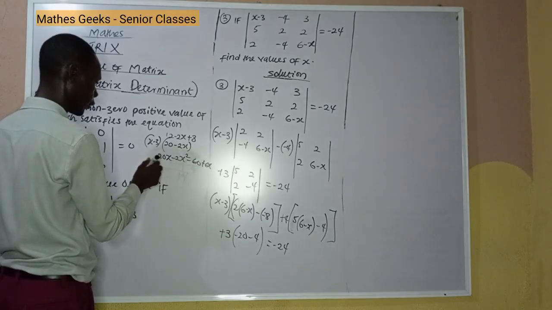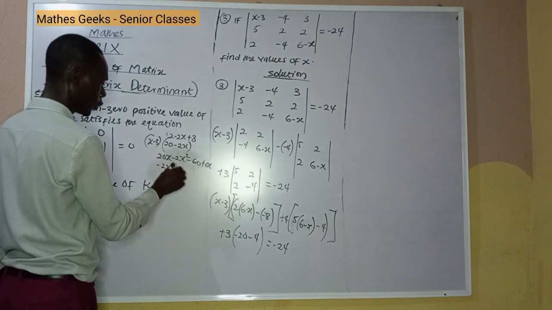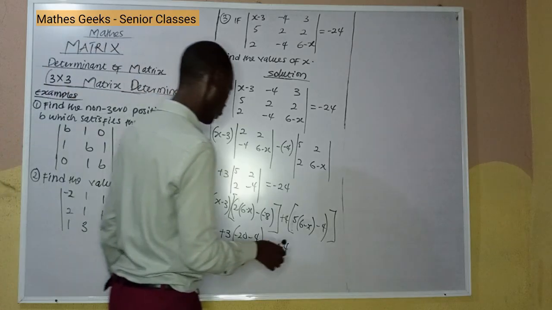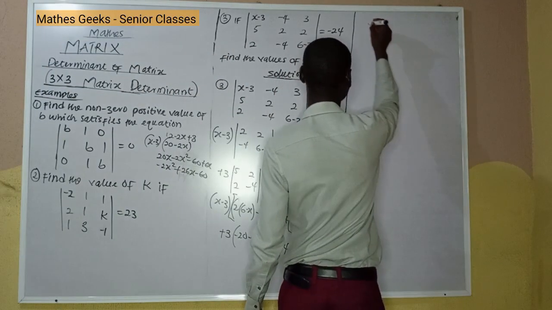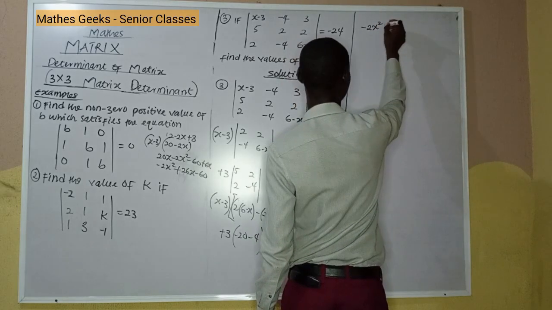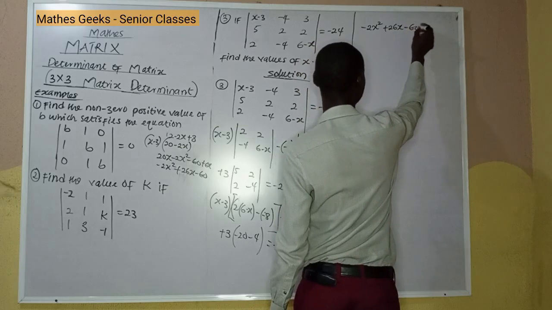20x plus 6x will give us minus 2x squared plus 26x minus 60.